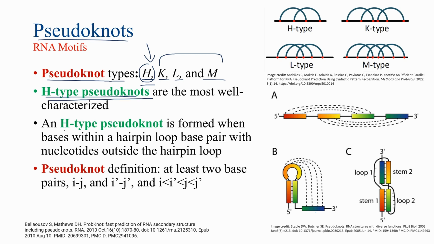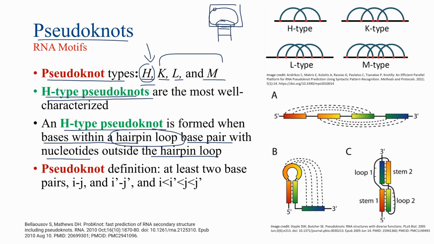An H-type pseudoknot is formed when bases within a hairpin loop base pair with nucleotides outside the hairpin loop. So recall that a hairpin loop, by definition, is where you have a group of nucleotides that are completely unpaired and that are closed off by a canonical base pair. So here you can see, for example, a helix that I am drawing, and on the top of this helix is a hairpin loop. This hairpin loop is closed off by this canonical base pair that I'm circling, and this right here would be a hairpin loop.